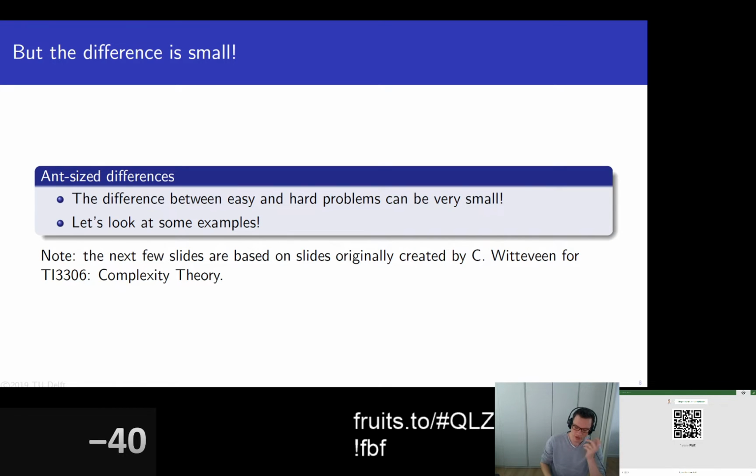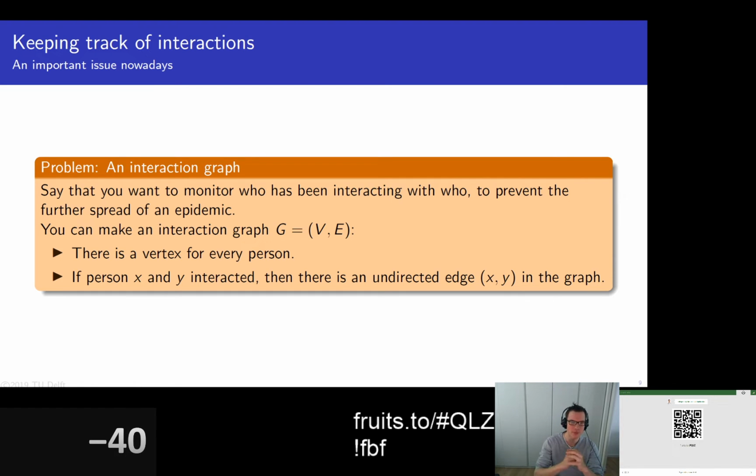Originally these were all about some dating agency that was setting up a new business model, but I thought, let's try to make it a little bit more up to date with the current situation. So, imagine that you have a graph in which you want to track interactions between people. For example, let's say that we want to model what's currently going on in the world with the epidemic raging on. We would like to know who has been interacting with whom so that we can prevent further spread of this epidemic. So what do we do?